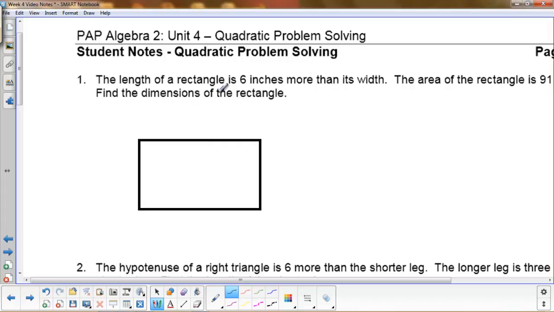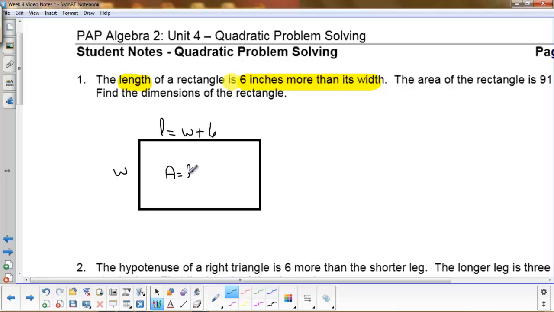We have a rectangle where the length of that rectangle is 6 inches more than the width. So we'll translate that back into a mathematical problem, and I'm just going to go ahead and label this as the length and call it the width plus 6. And then the width remains unchanged. The area of the rectangle is 91 square inches, so I'm going to put that on the inside.